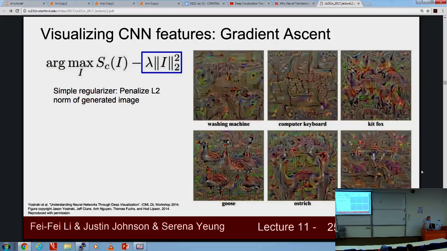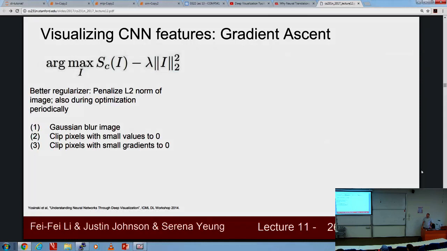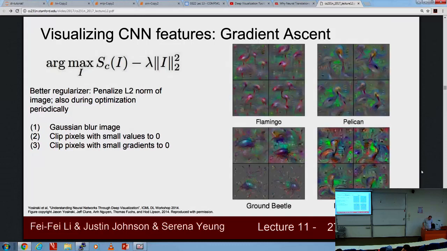Now, we can make these things look more like images by playing with the regularization and the way we generate them. So a couple of tricks to use. In addition to using the L2 norm, we do Gaussian blurring of the image so that these little patches get smoothed out. We clip pixels with small values. We clip pixels with small gradients to zero. All of these tricks increase the naturalness of the image, and we get things that are a bit more recognizable when we do that.